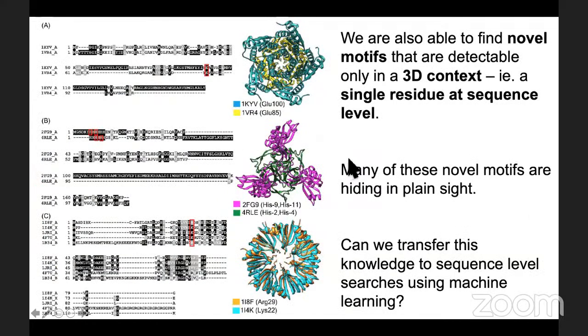These are other examples where we were able to find novel motifs that are detectable only in a three-dimensional context. What this means is that you have a motif which consists only of a single residue at sequence level. Now, normally, a single residue is not considered a motif, but given the context of the structure, we are actually able to see that it is a motif. And perhaps one question is, can we transfer this knowledge to sequence level searches using machine learning?